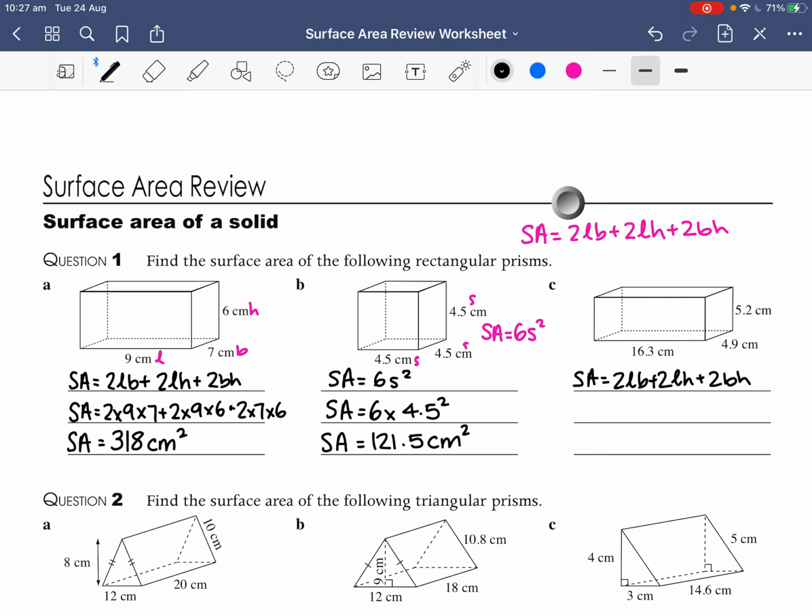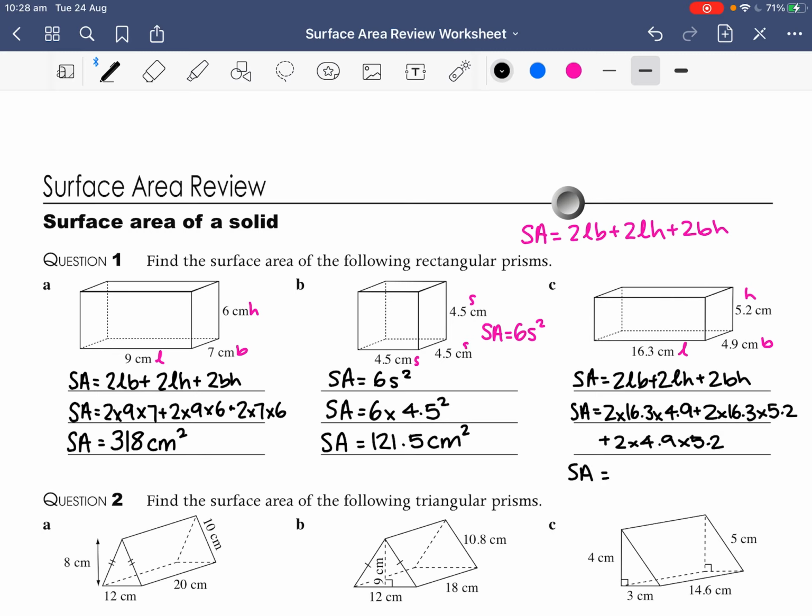2LH plus 2BH. So our surface area equals 2 lots of, our length is 16.3, our breadth is 4.9, and our height is 5.2. So 2 lots of 16.3 times our breadth of 4.9, plus 2 lots of 16.3 times our height of 5.2, plus 2 lots of our breadth of 4.9 times our height of 5.2.